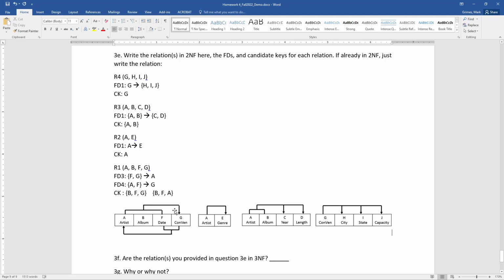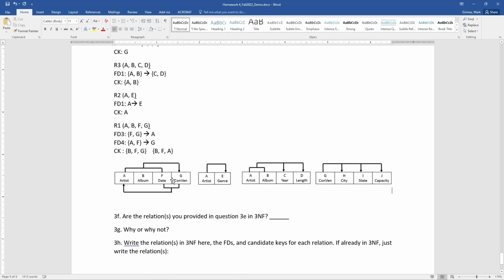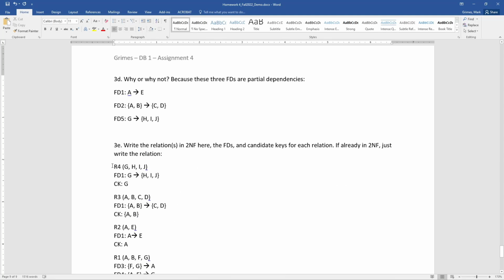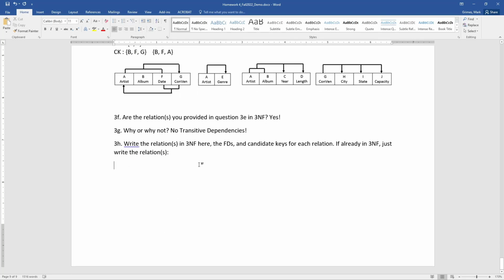So at this point, we've gotten rid of our partial dependencies, and we also don't have any transitive dependencies. So once we fix those second normal form violations, we are already in third normal form too, because we have no transitive dependencies. And you could just copy and paste your answer from here, or just write, same as question 3E, something like that.